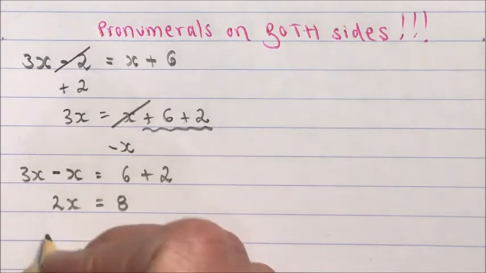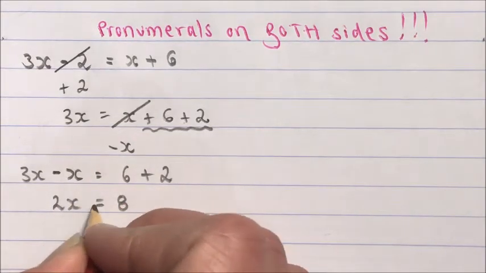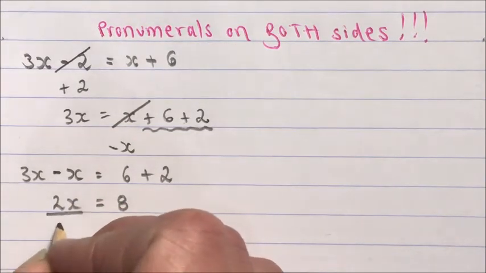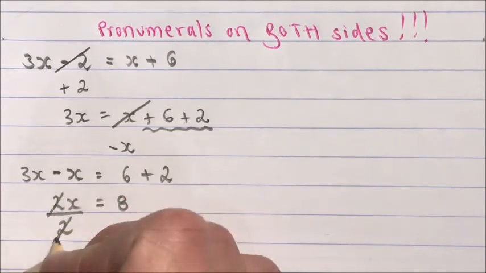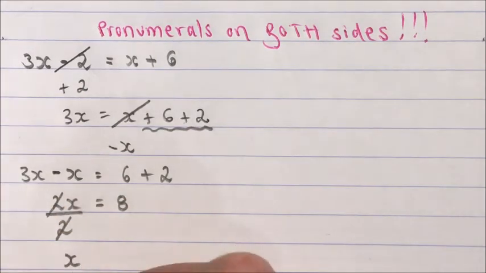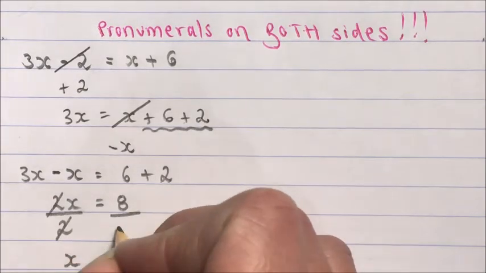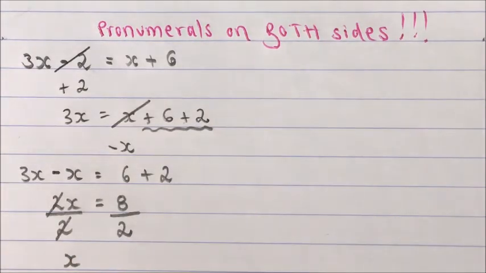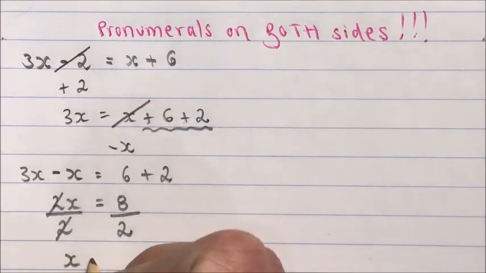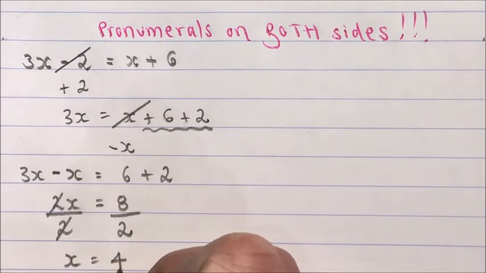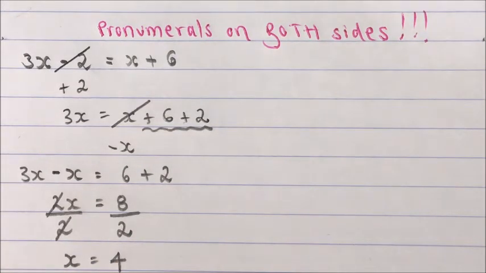To get rid of the 2 from here, 2 times x equals 8. I'm going to divide this side by 2, so I end up with x. But if I divided the left-hand side by 2, I need to divide the right-hand side by 2. And I end up with 4. Terrific. Let's just do one more to make sure that we're all over this.